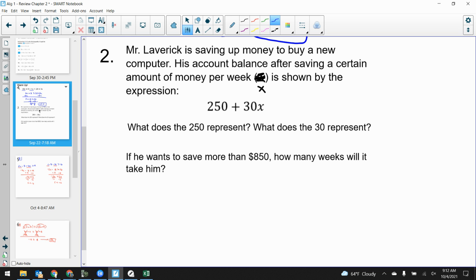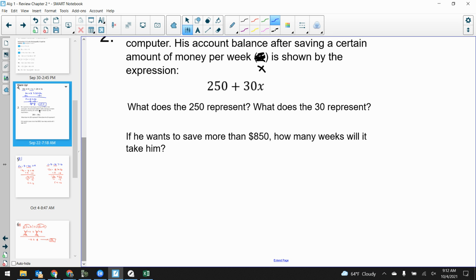Okay, what about the 30? What does the 30 represent in this situation? The amount you get per week. Good. The amount of money I'm saving per week. So 250 is my initial amount in the bank, the amount I'm starting with. 30 is the amount of money I'm putting in per week, so $30 per week. Now, if I want to save more than, look at that, more than, that's an inequality, isn't it? So 250 plus 30x has to be greater than $850. That's my inequality that I can set up.